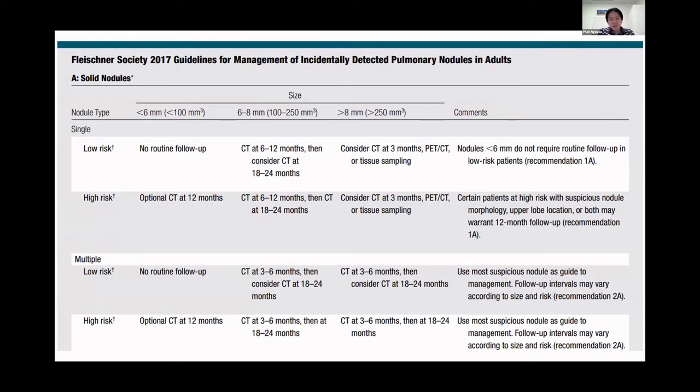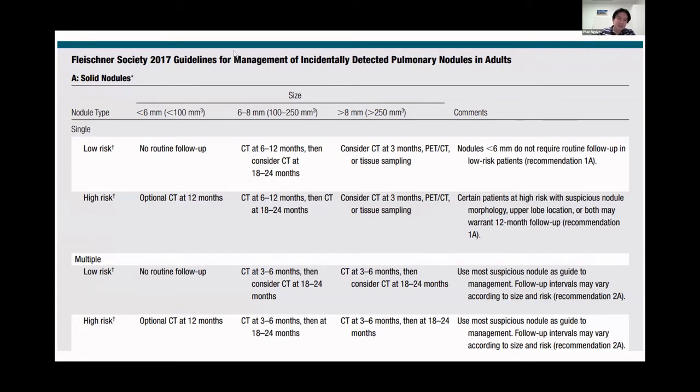If there are multiple nodules and they're under 6 millimeters, then surprisingly, the more nodules there are, and if they're quite small, then usually that's almost certainly benign. So usually you don't need to follow them up. Again, if they have a high risk factor, then you might do a CT at 12 months.